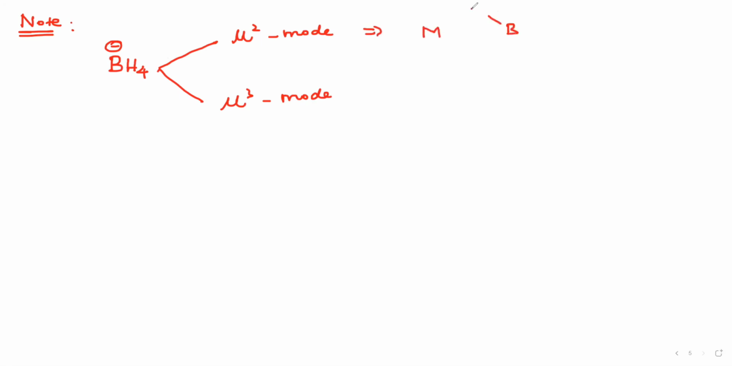Note. In case of BH4 minus, there will be two possibilities. What are the two possibilities? It makes mu2 mode, or the possibility of mu3 mode. Okay, there are two possibilities: mu2 bridge formula, mu3 bridge formula. What is mu2 bridge now? Listen. Now with this metal atom, here boron, and hydrogen. This is called mu2 bridge.